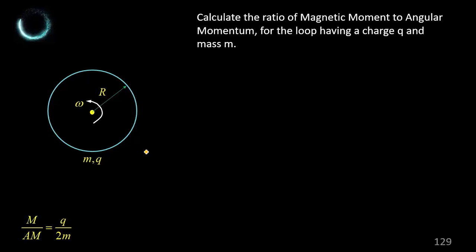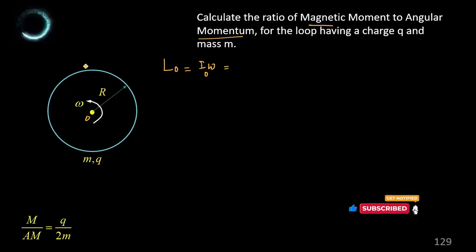Now there is another concept. Calculate the ratio of magnetic moment to angular momentum for the loop. So after the loop is there, let us say the loop is rotating with omega rpm of radius r. So corresponding to this, I know that angular momentum about this point O, L_O, should be how much? I about O into omega.